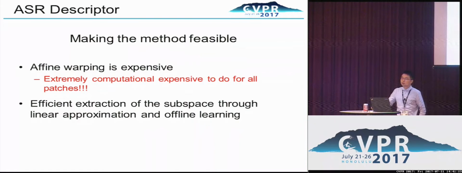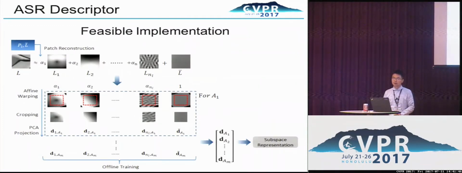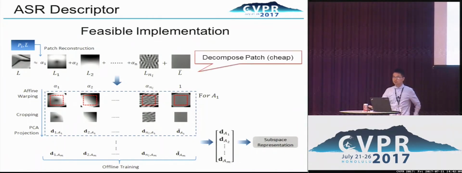However, exhaustively applying the affine warping to all patches online is extremely computationally expensive. To address this problem, we proposed an efficient computing method based on a linear approximation, moving most computations to the offline stage. A patch can be approximately decomposed linearly into several basic patches. This is cheap.